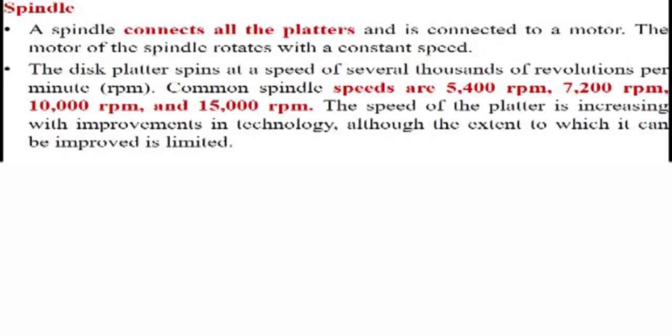Spindle. A spindle connects all the platters and is connected to a motor. The motor of the spindle rotates with a constant speed. The disk platter spins at a speed of several thousands of revolutions per minute. Common spindle speeds are 5,000 rotations per minute, 7,200 rotations per minute, 10,000 rotations per minute, 15,000 rotations per minute. The speed of the platter is increasing with improvements in technology, although the extent to which it can be improved is limited.